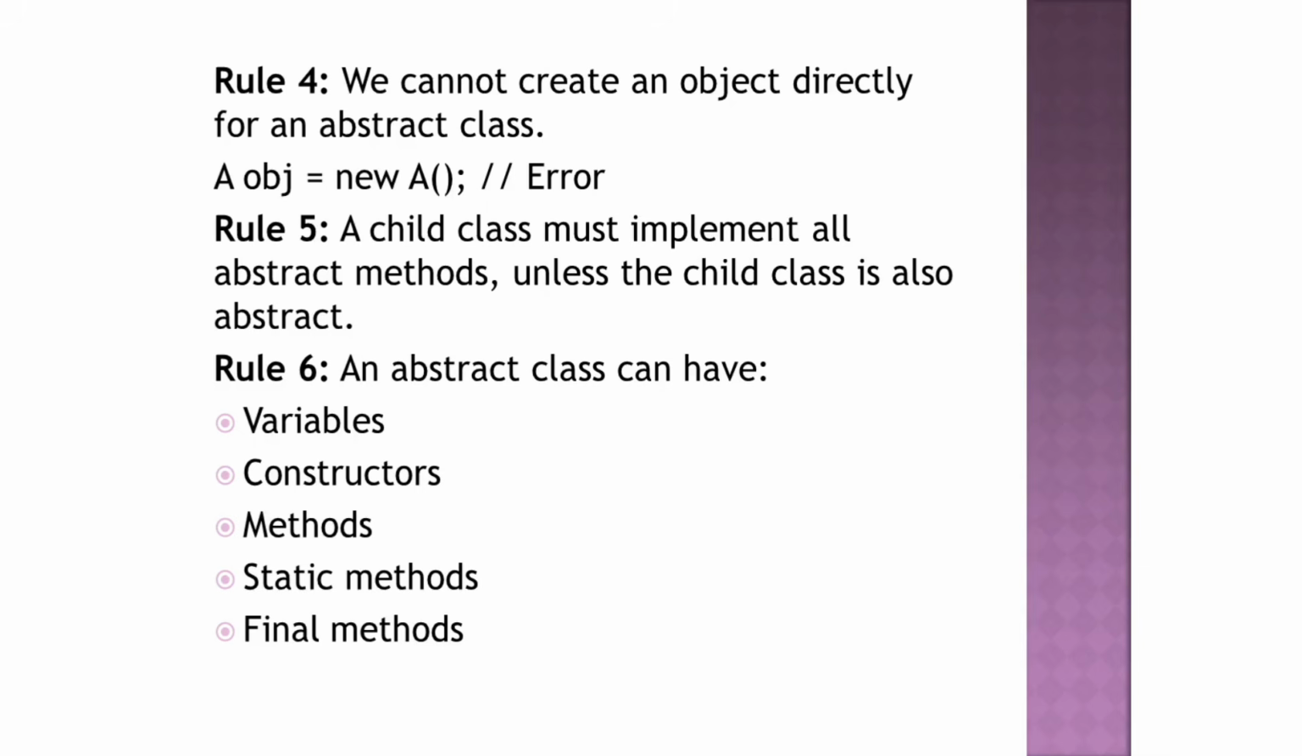Finally, the PPT tells us that an abstract class can have variables, constructors, methods, static methods, and final methods. So an abstract class is not limited only to abstract methods. It can contain many normal Java features. The purpose is to create a common structure and leave some implementation details for the child class. These rules are especially important when writing a Java program and when answering theory questions in exams. So make sure you're remembering all 6 points.